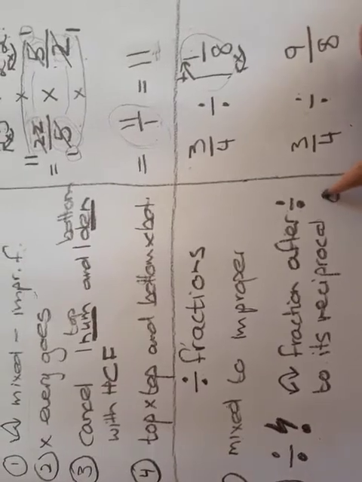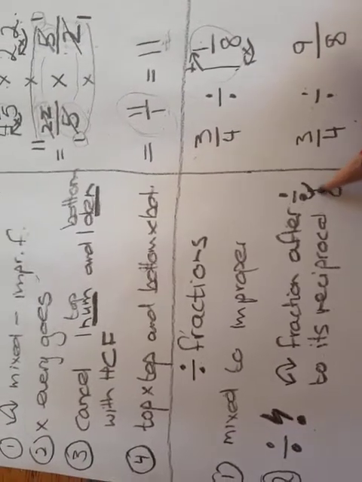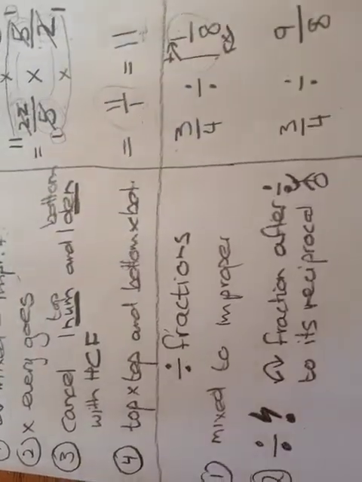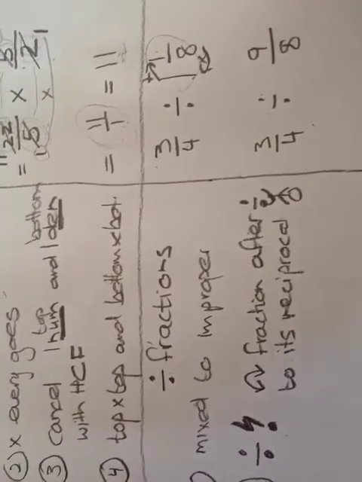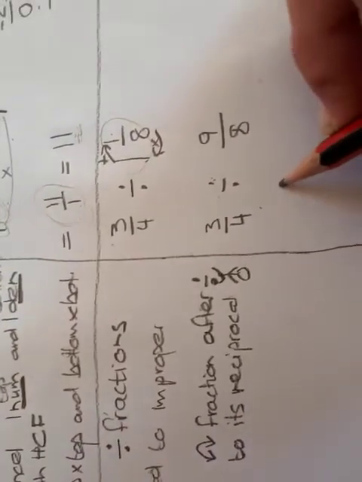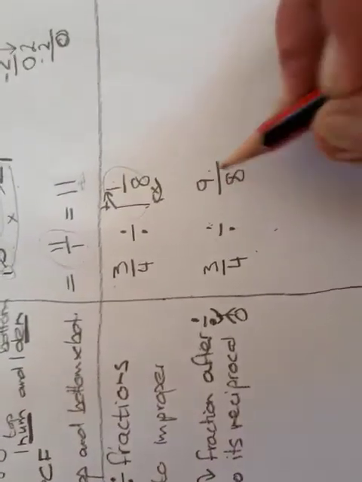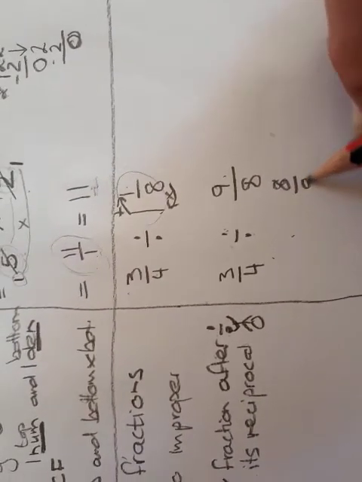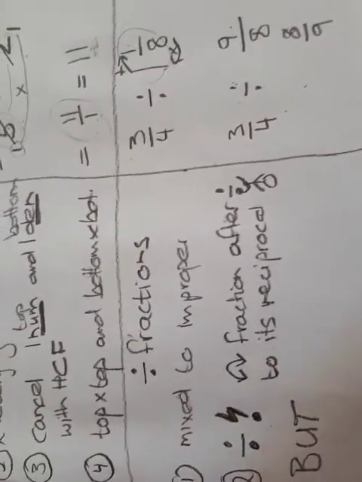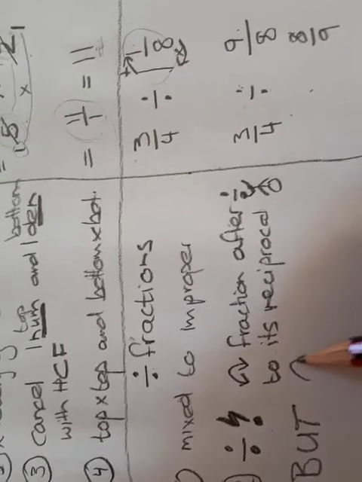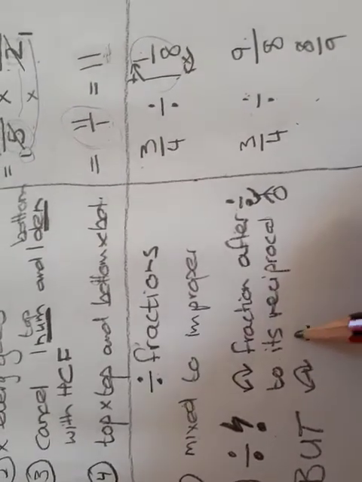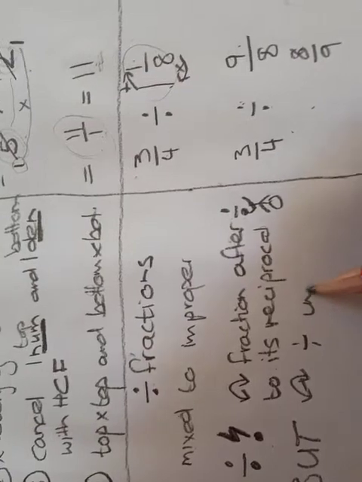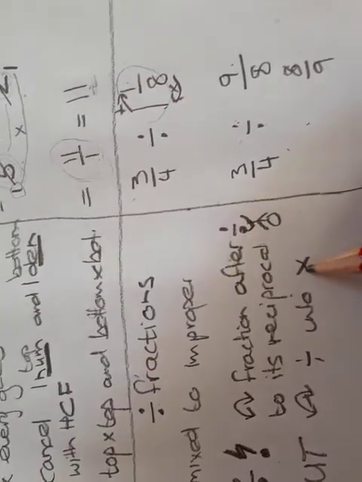Okay, what is the reciprocal, people? It is the one standing upside down. Okay, can you remember I drew the little human that is upside down? So after the division, people, you take that fraction and you change that around. Okay, there is a big but, and the but is you must also change the division into a multiplication.